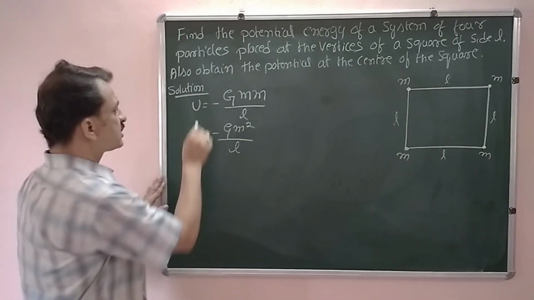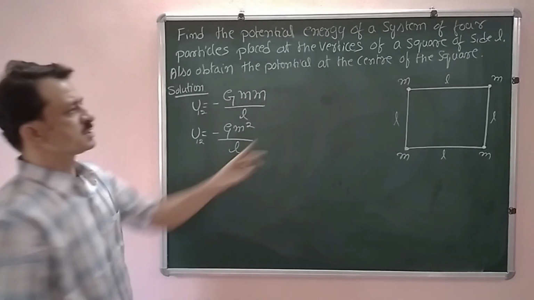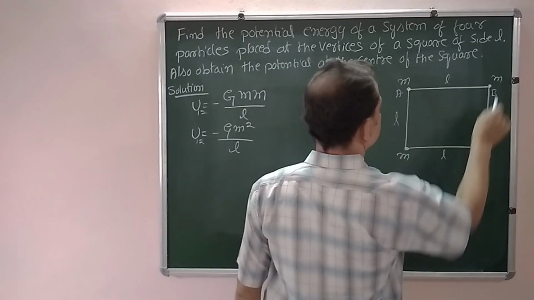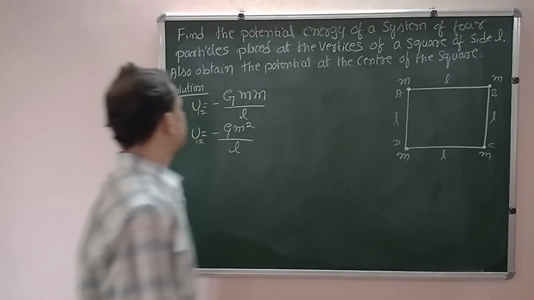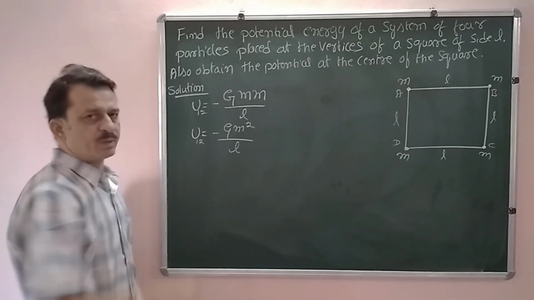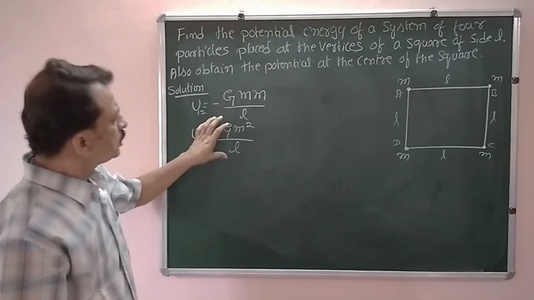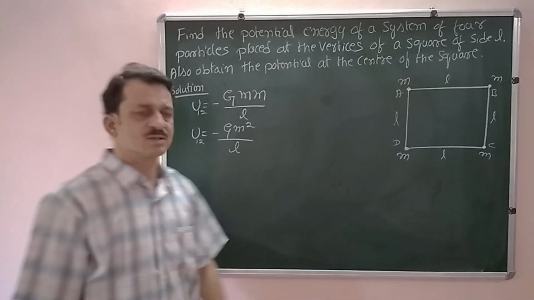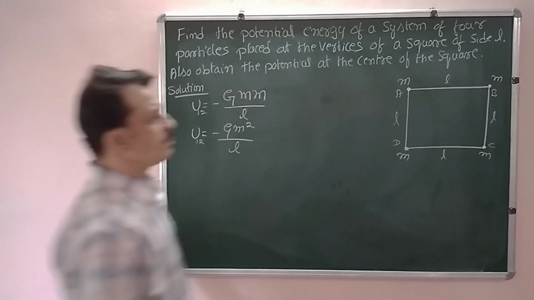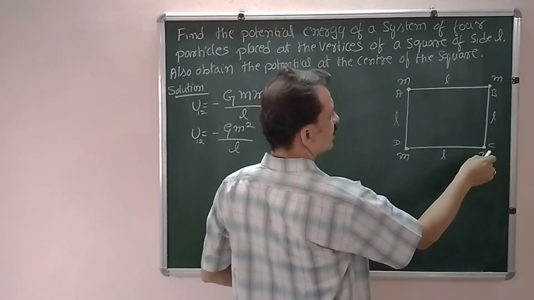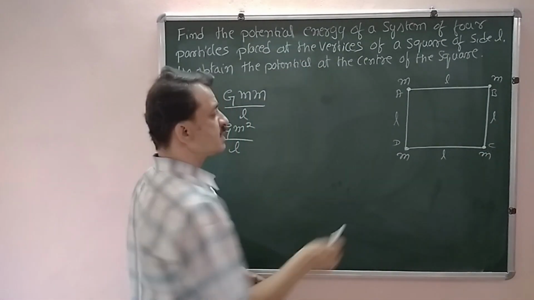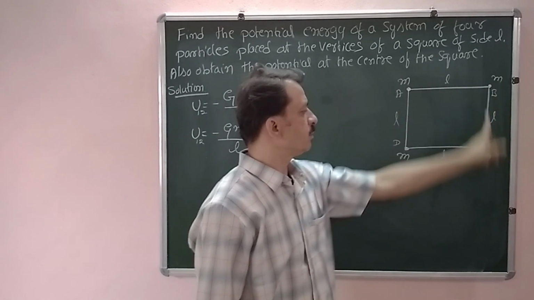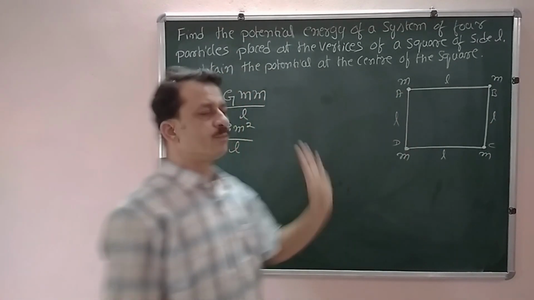Now, this is for the first and second particles placed at two points. If I take these as A, B, C and D, then you can write this as AB. This is the gravitational potential energy between two point masses separated by distance L. The same is true for B and C, the same is true for C and D, and the same is true for these two. That means we have 4 pairs, that is AB, BC, CD and AD.